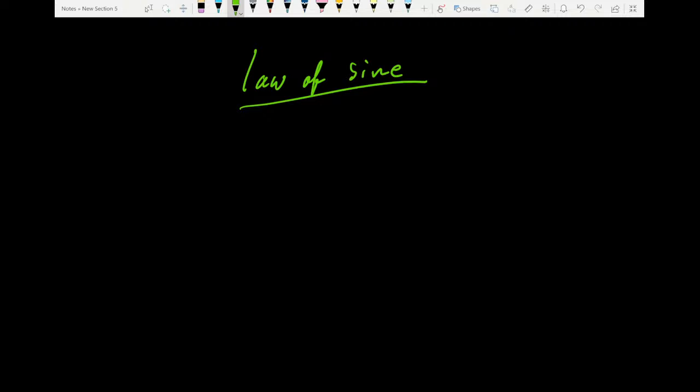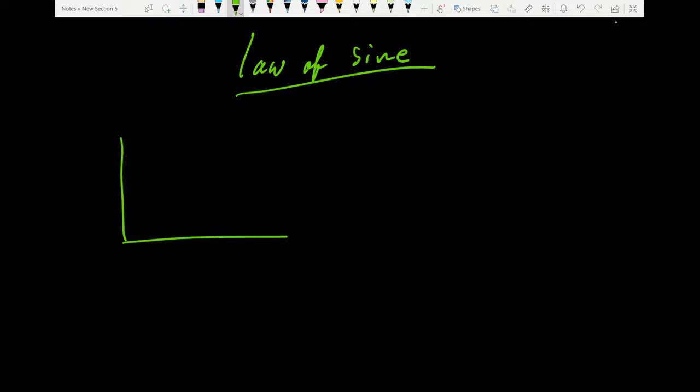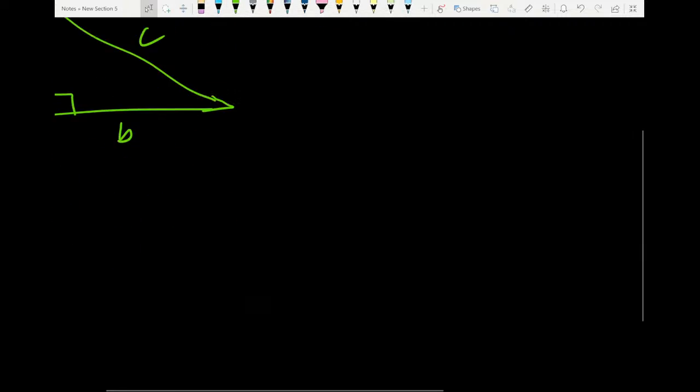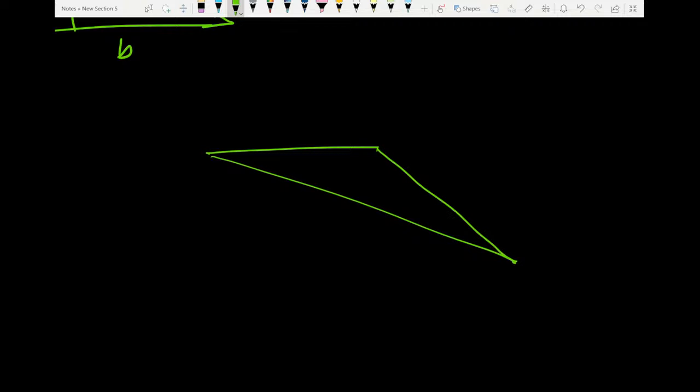Okay, so we're gonna look at law of sines today. Last class we looked at right triangles, and we worked with those, and we tried to find out the missing sides. But what happens when the triangles are not right triangles? What if the triangle is an obtuse triangle or an acute triangle? How do we find the missing sides for those types of things? For that, we use the law of sines.